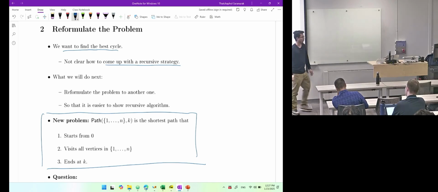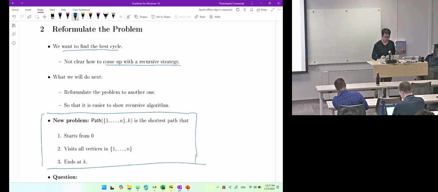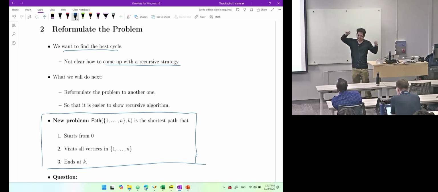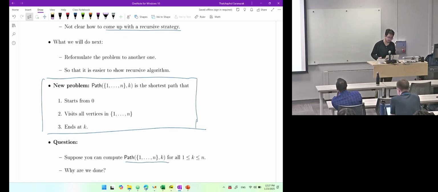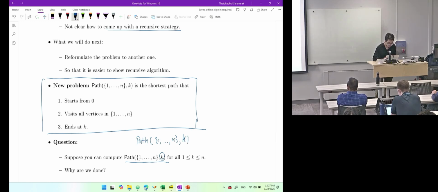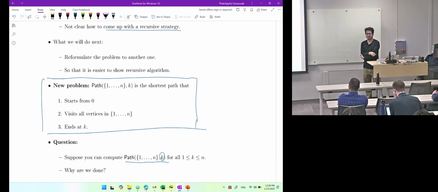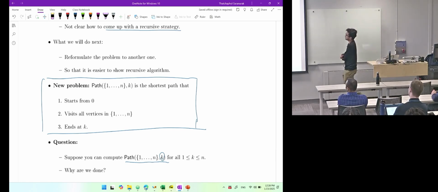Okay. So now my question is, by the way, this looks like something easier to get a recursion for because it's a path. There is an ending point and a starting point. But suppose that you can compute all of these for all k, for k equals 1, 2, 3, and so on up to n. If you know all these n numbers, can you tell me what would be the solution for the Hamiltonian cycle? I give you 1 minute to think about it. Just try all of them. Like this.